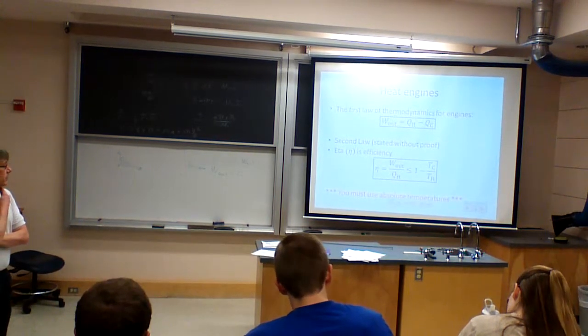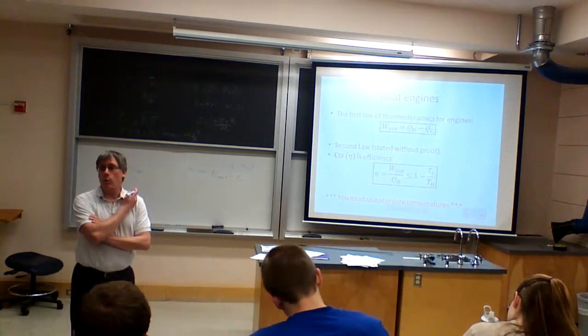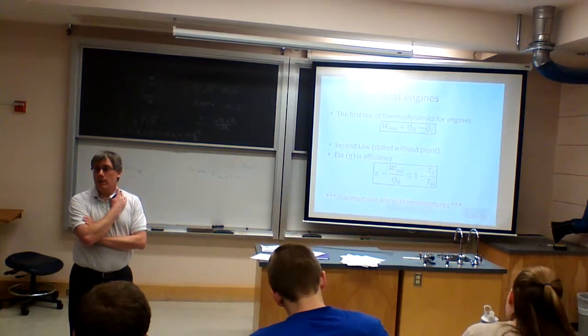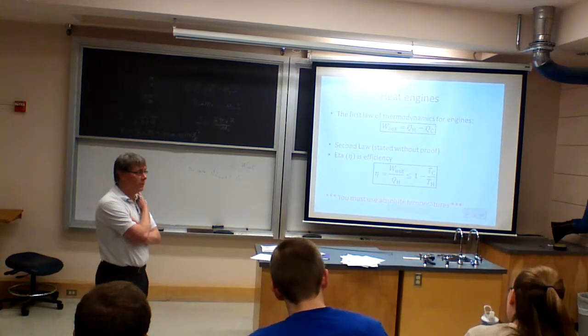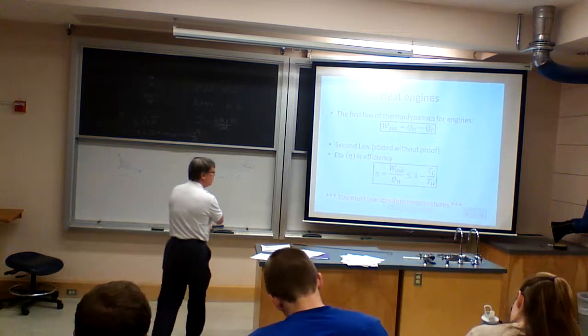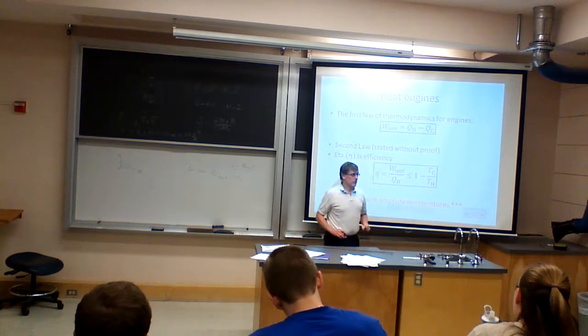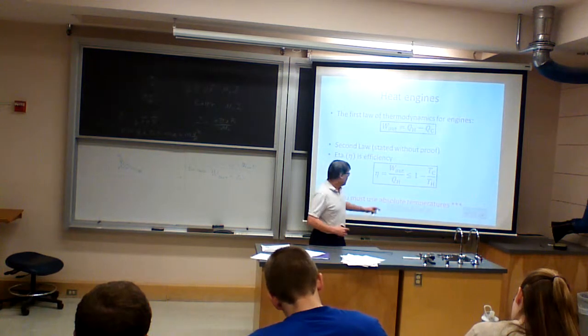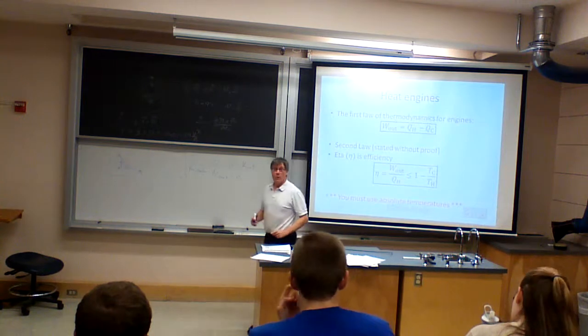Now let's think about this really quick. Let's say the exhaust of your car is 400 Kelvin. These need to be absolute temperatures. And your combustion temperature is 600 Kelvin. 400 divided by 600 is what? 2/3. Your maximum efficiency is 1 minus 2/3, or 1/3.